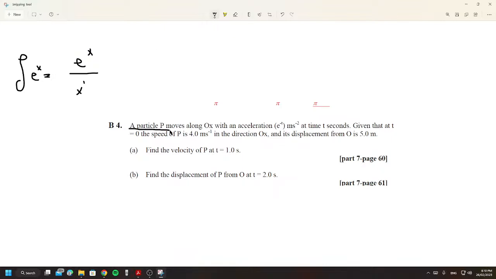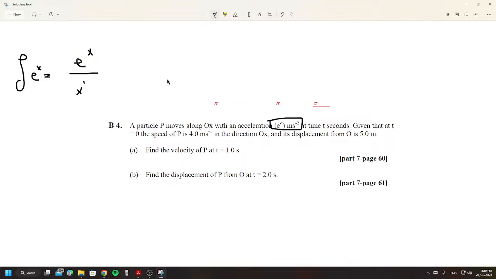We have a particle P that moves along OX and acceleration equals e to the power of negative t. Given that when t is equal to 0, P has a speed of 4 meters per second in the direction OX, so we don't have to change the sign, and the displacement from O is 5, find the velocity. Okay, so acceleration is e to the power of negative t. We know acceleration is dv over dt. We're given time here, so we're just going to integrate with respect to time.